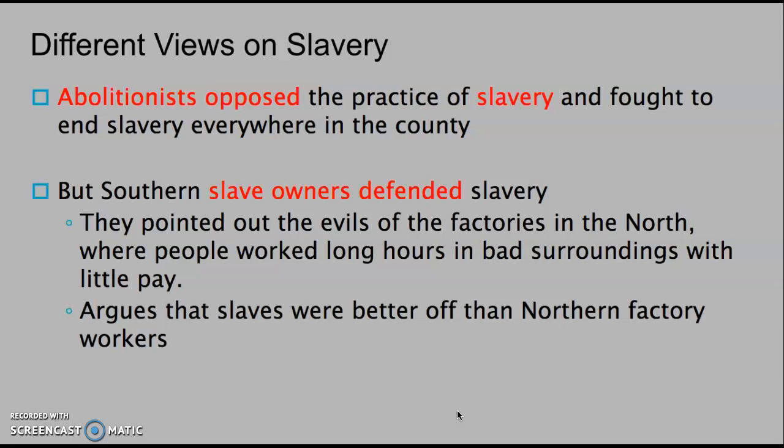working around dangerous equipment, in an unsafe environment, with no exposure to fresh air or the sunshine. And at least slaves were able to work outside and breathe in fresh air and feel the sun on their faces, and that was far better than working in the very hazardous environment of the northern factories.